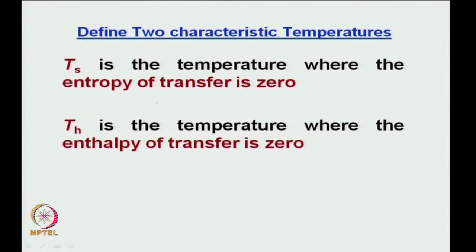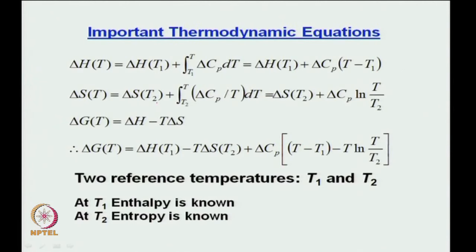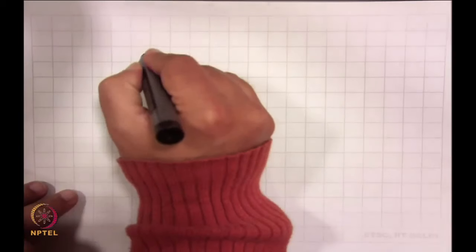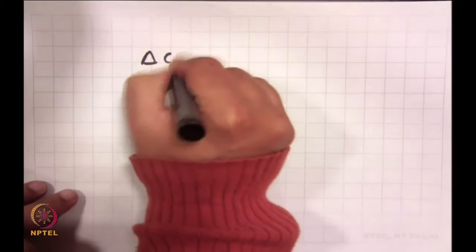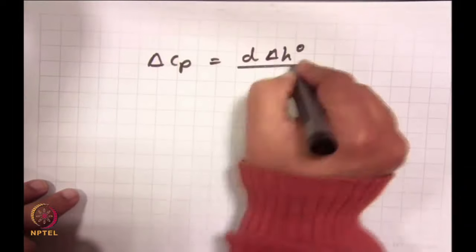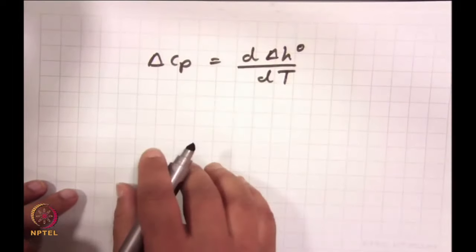So, we have already defined these two characteristic temperatures. One is Ts, the temperature where the entropy of transfer is 0, and Th is the temperature where the enthalpy of transfer is 0. Now, if you do some quick thermodynamics, going back to this slide, what I can write is, I have delta Cp is equal to d delta H 0 over dT, right. I have this.